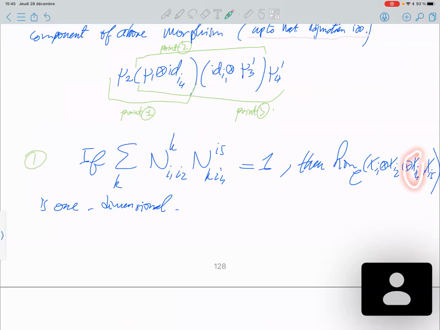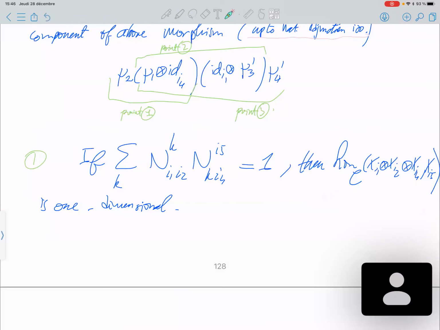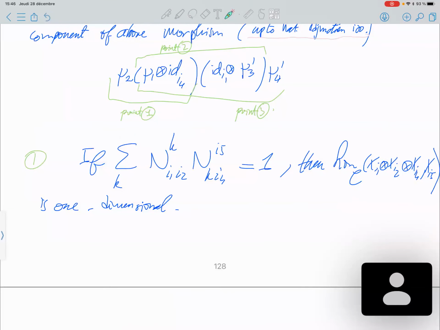So you make the product with that. So you have the product of Xk and Xi4. And then the Hom space of Xk tensor Xi4 to Xi5, the dimension of its Hom space is exactly that. So in summary, the dimension of that is exactly this sum. Okay, so this is one by assumption.